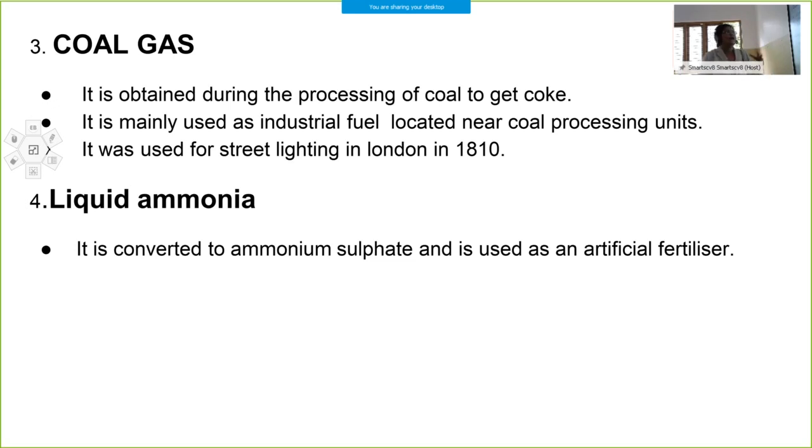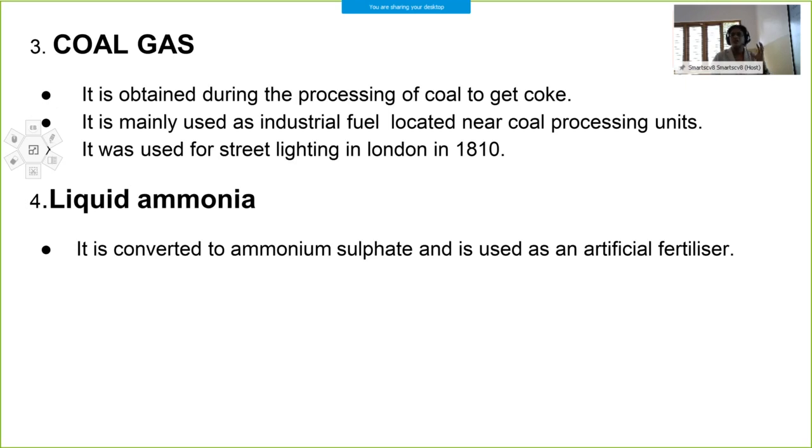Then finally liquid ammonia. Now what is this liquid ammonia? You saw in that video that above this coal tar, when the vapors coming from coal condense, you get this liquid ammonia. Liquid ammonia is converted to ammonium sulfate and it is used as an artificial fertilizer. Nowadays we don't use artificial fertilizers much. Nowadays we stick to organic fertilizers, is it not? Because artificial fertilizers are very dangerous. But still, liquid ammonia obtained from coal tar is used for making artificial fertilizers.